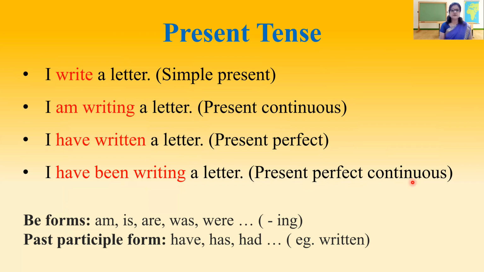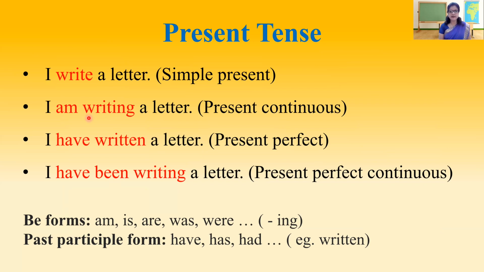So here, there's a formula for this. I write a letter, that is simple present. So, I am writing a letter. See, am, be forms are there. That is some formula. What is that? Am, is, are, was, were, plus verb plus ing. If it is in the present tense, verb ing should be added.